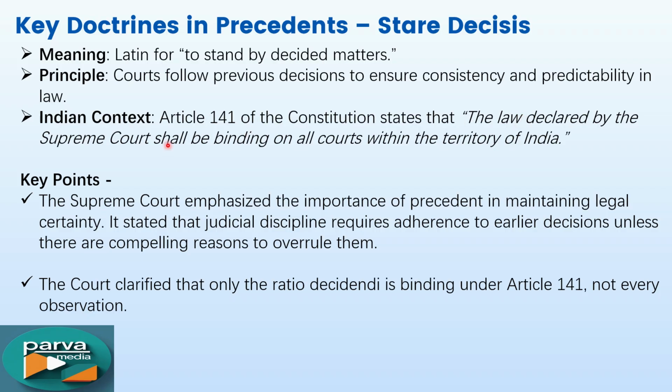We discussed this already. Article 141 of the Constitution states that the law declared by the Supreme Court shall be binding on all courts within the territory of India. This elevates Supreme Court decisions to a binding status and reinforces the hierarchy of judicial authority. So the Supreme Court has repeatedly emphasized that precedent is vital for legal certainty. Okay, so why do we need precedent? Precedent is vital for legal certainty. It promotes judicial discipline and ensures that courts do not deviate from the established interpretation without compelling justification.